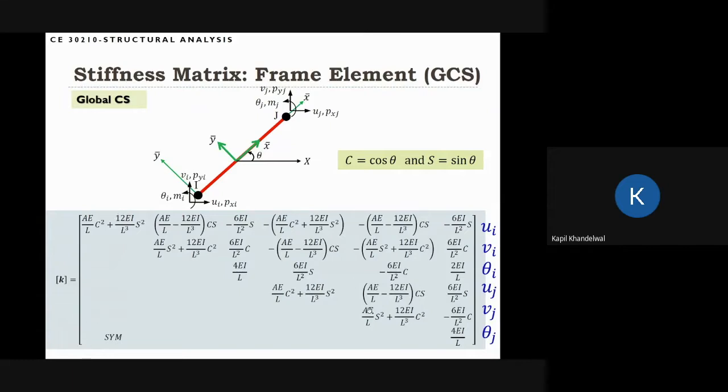And this matrix is symmetric. So this is a symmetric matrix. It's a 6x6 stiffness matrix for a frame element. And the important thing also to remember is that the degrees of freedom are arranged as the I node degrees of freedom and the J node degrees of freedom. So they are arranged as follows. The first degree of freedom is Ui, then Vi, theta I, and then Uj, Vj, theta J. Okay, so this ordering is important, because this ordering will help us to assemble this element into a global system.